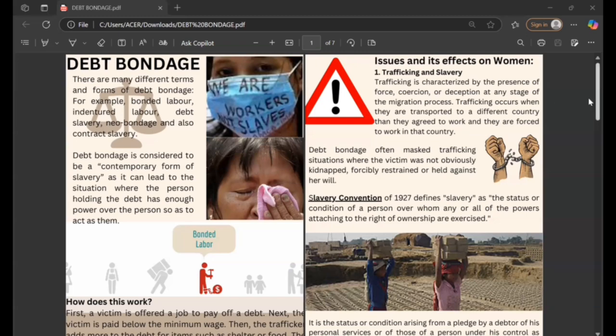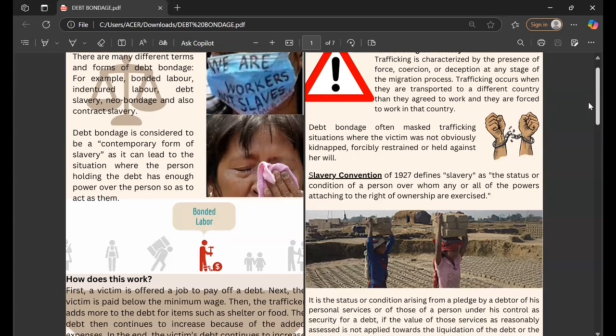So debt bondage, also known as bonded labor, is a means by which traffickers exploit people and trap them in human trafficking. As for the payment for their debt, traffickers now offer individuals the ability to work to pay off the debt. So how does debt bondage work?